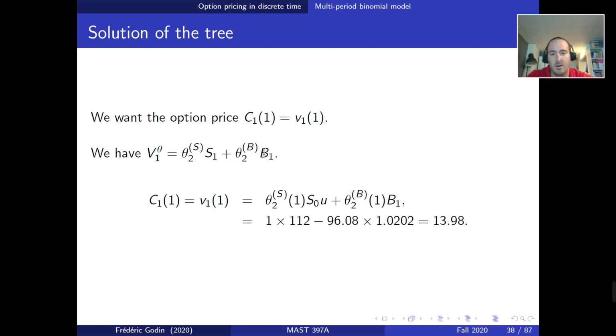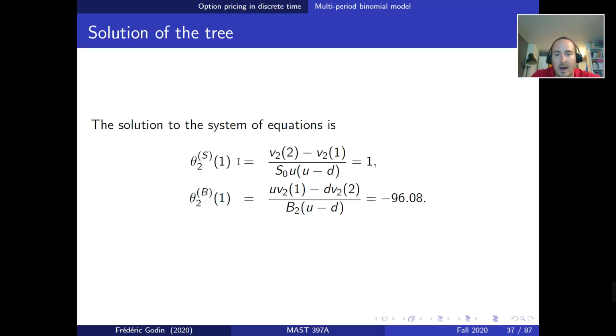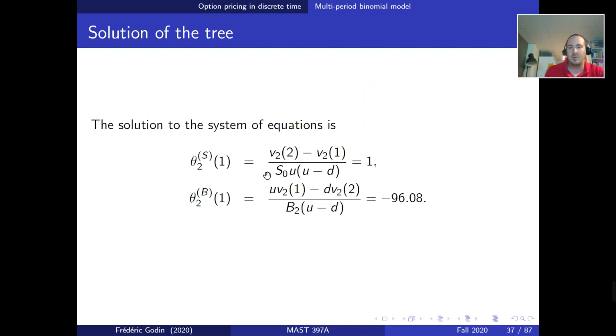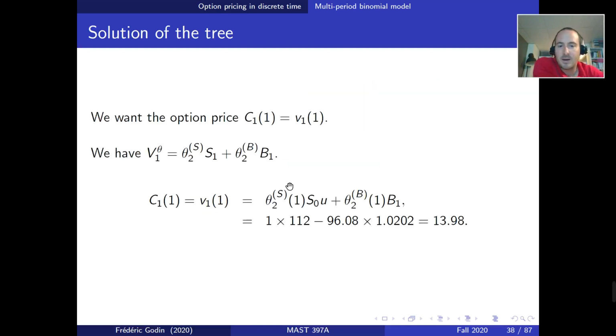at the earlier slide, and we can replace S1 by S0U, because at the node we were at, there was exactly one single upward movement of the underlying asset. So S1 at this node is exactly equal to S0U. So we can substitute S1 by S0U. This gives the following.